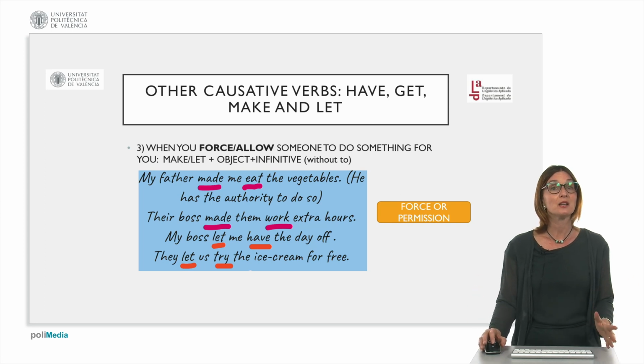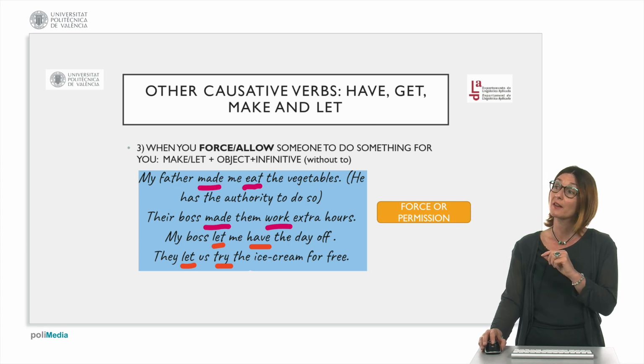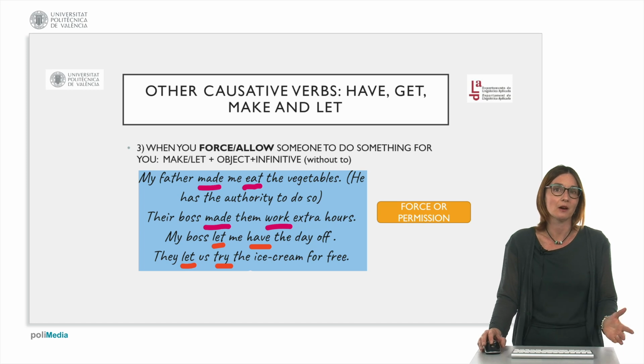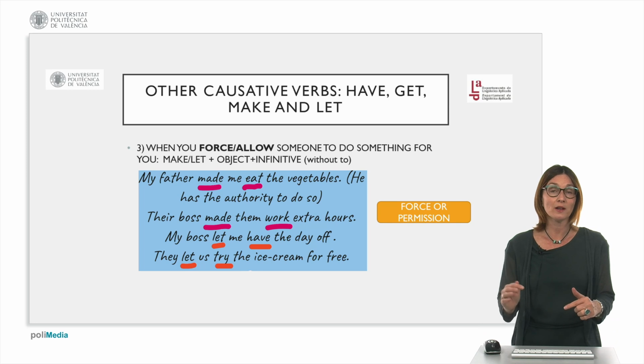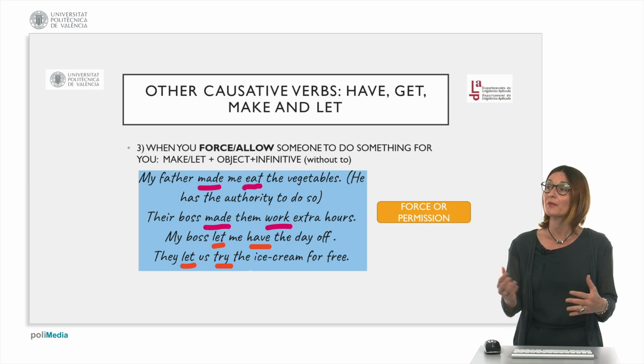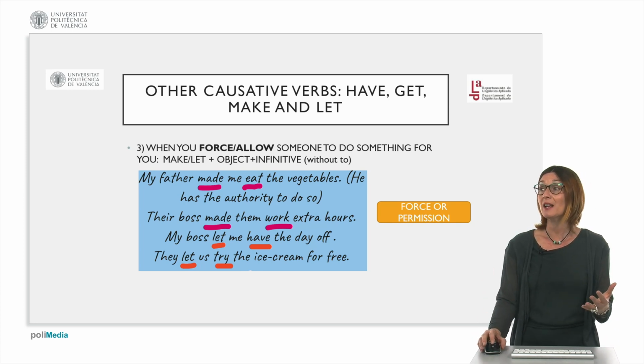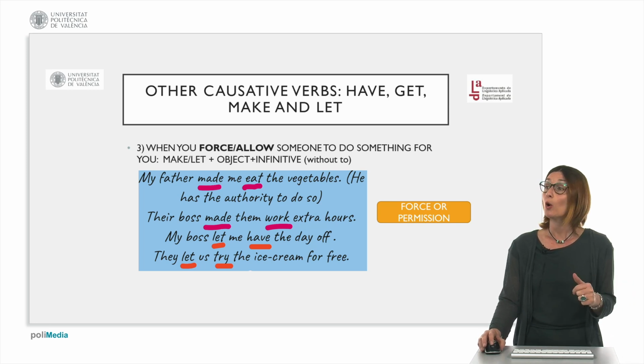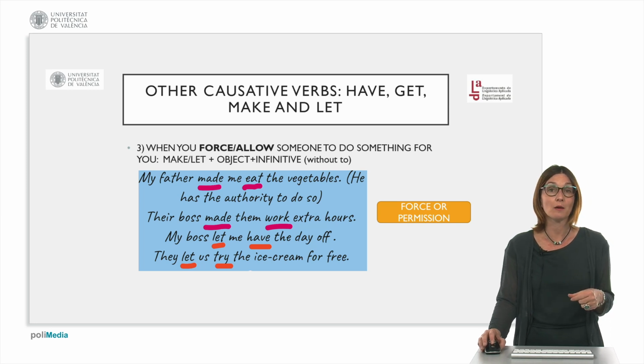So my father made me eat the vegetables. Well, he has the authority to do so. Or you can say their boss made them work extra hours. So basically the boss is the boss, so he has the authority. And when we use it with the meaning of allow, you can say, my boss let me have the day off. Again, because he has the authority, he can do it. Or they let us try the ice cream for free. So this is the situation.